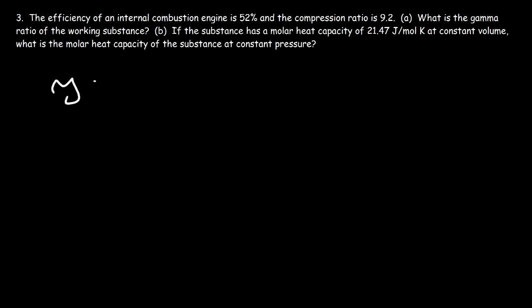Now let's focus on part B. So given a gamma ratio of 1.33 and the fact that the substance has a molar heat capacity at constant volume, which is 21.47, what is the molar heat capacity of the substance at constant pressure?